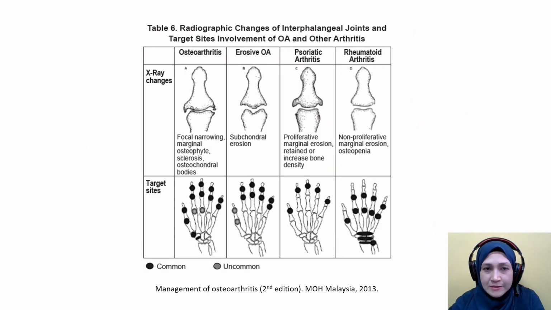So this is also the comparison between osteoarthritis, psoriatic arthritis, and rheumatoid arthritis. And you can see here the target sites are a bit different. There might also be overlap between osteoarthritis and rheumatoid arthritis, in which rheumatoid arthritis can occur on the wrist as well, as compared to osteoarthritis, which is more on the joints of the fingers.